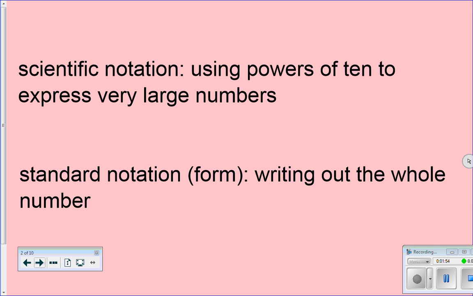So here's the good news. Today we're only going to be using tens. 10 to the 7th power, 10 to the 6th power, 10 to the 5th power. It's never going to be anything other than 10.